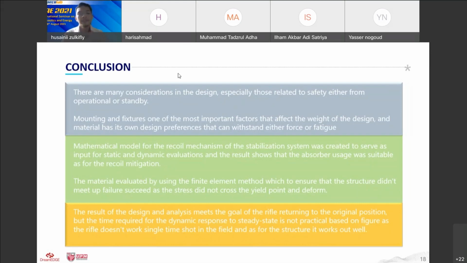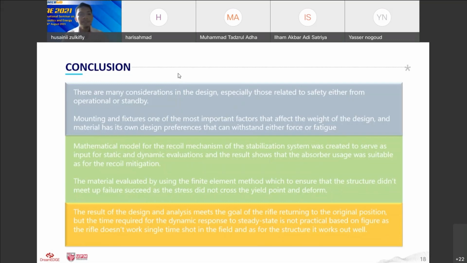For example, currently we use a single shot mode, and there's actually more than that, like burst mode, triple mode, and other things depending on the military itself. And as for the result of the design, we assume that it meets the goal of the analysis since it does not exceed the deformation, and it can also be seen that it will function well with the mitigation. So that's all for the conclusion.